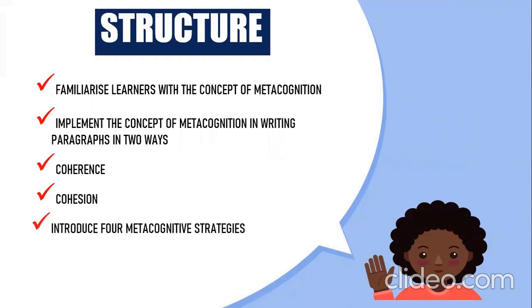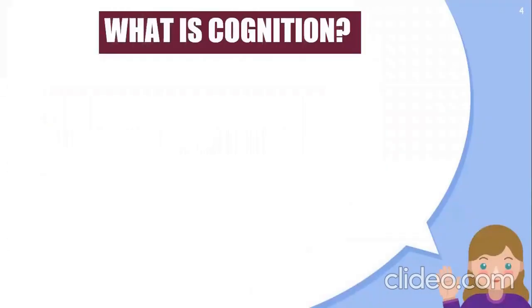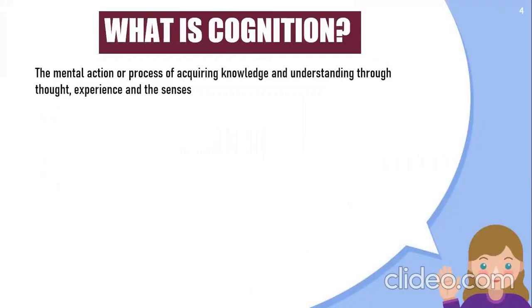So now let me take you to the concept of cognition. According to the dictionary definition, cognition is the mental action or process of acquiring knowledge and understanding through thought, experience, and the senses. From this definition, we understand that cognition involves the mental processes that are required to acquire information and also understand or comprehend that information.